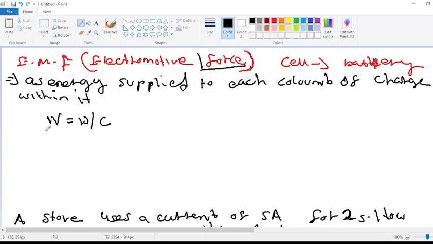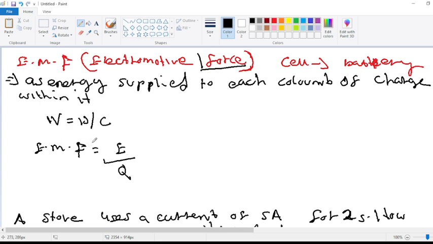The formula that we can have: electromotive force, EMF, is equal to the joule. The joule here is the energy, because energy is measured in joules. So we have the energy over the coulomb, which is the charge. This is the formula you can use to calculate the electromotive force: electromotive force is equal to energy over charge.